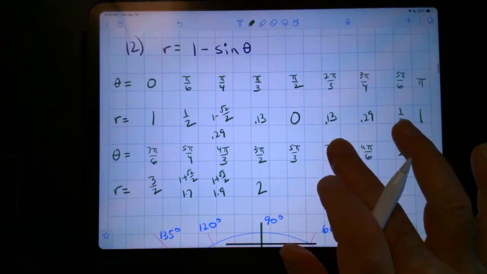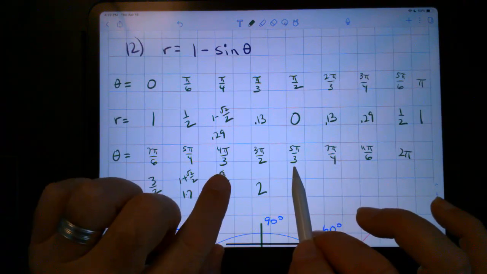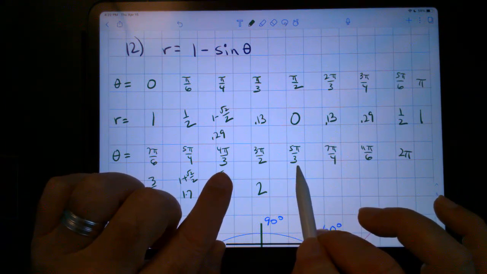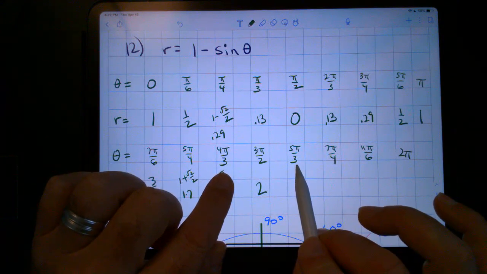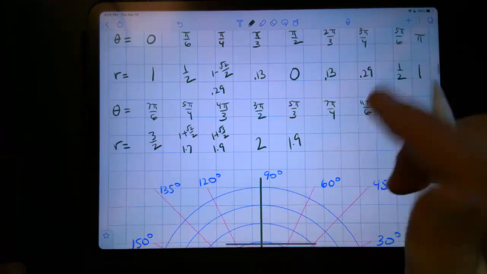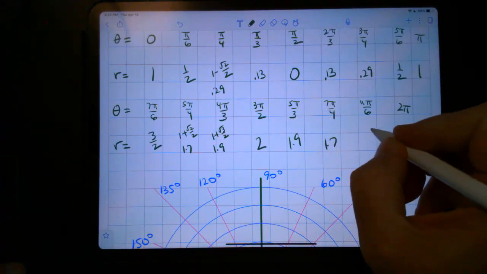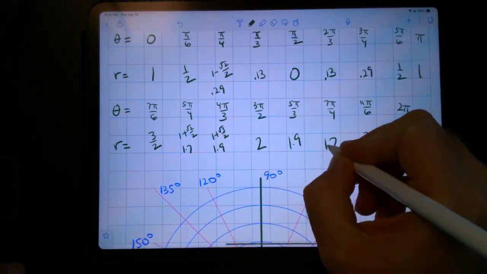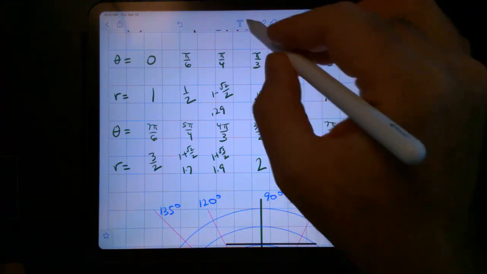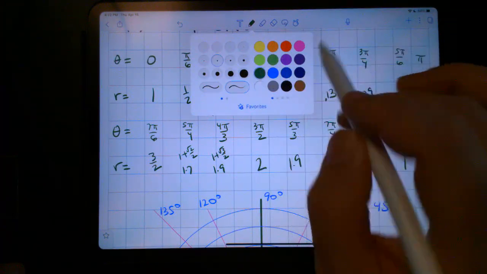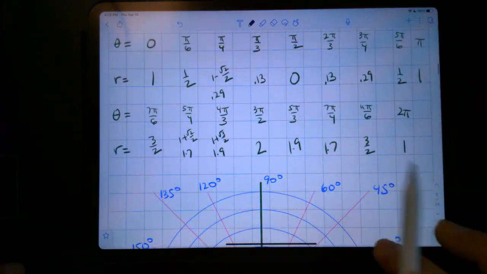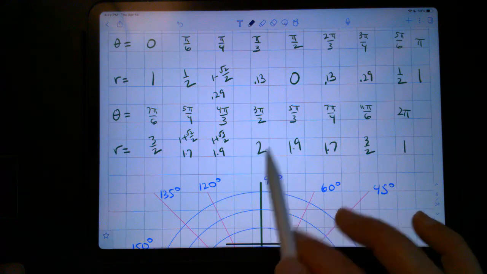And then here we will be repeating. Sine of 5 pi over 3 is negative radical 3 over 2. And then this will be 1.9, symmetric. This will be a 1.7 and 3 halves, and then back to the 1. Okay, let's plot these points. When theta is 0, r is 1. So how far are we going? We're going all the way up to a 2.